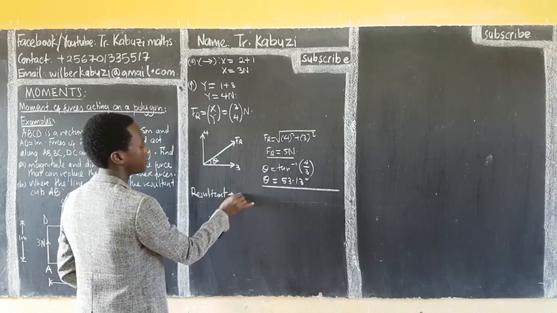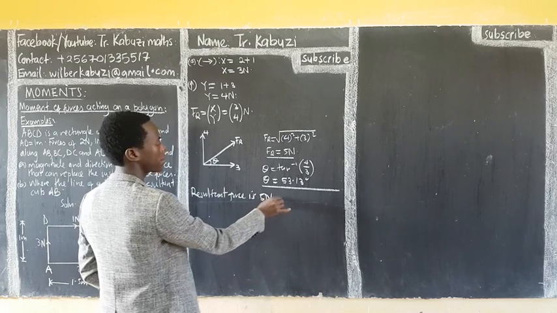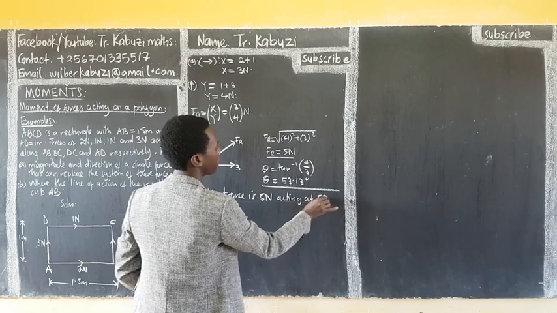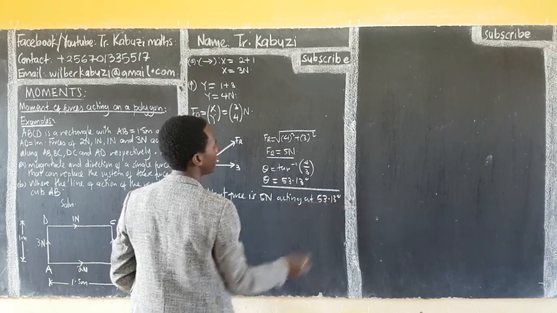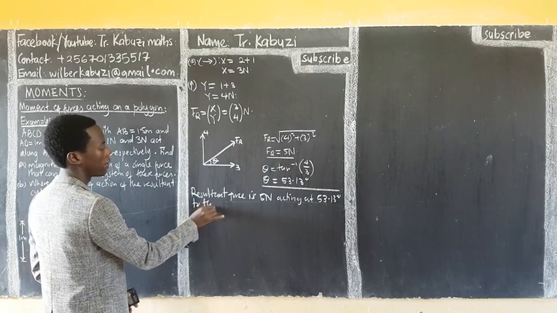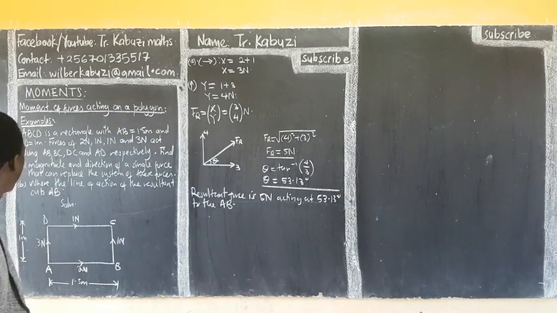Resultant force is 5 newtons acting at 53.13 degrees to the AB, as simple as that.